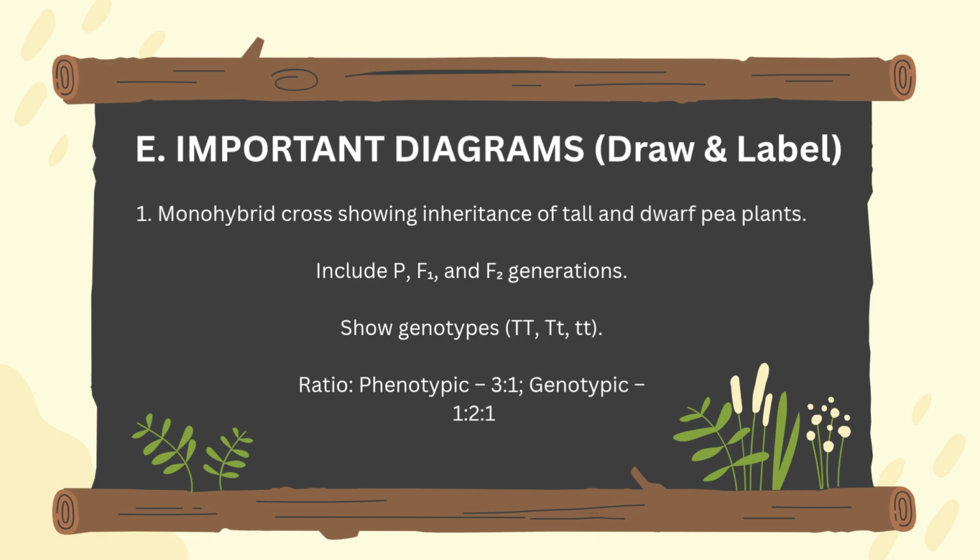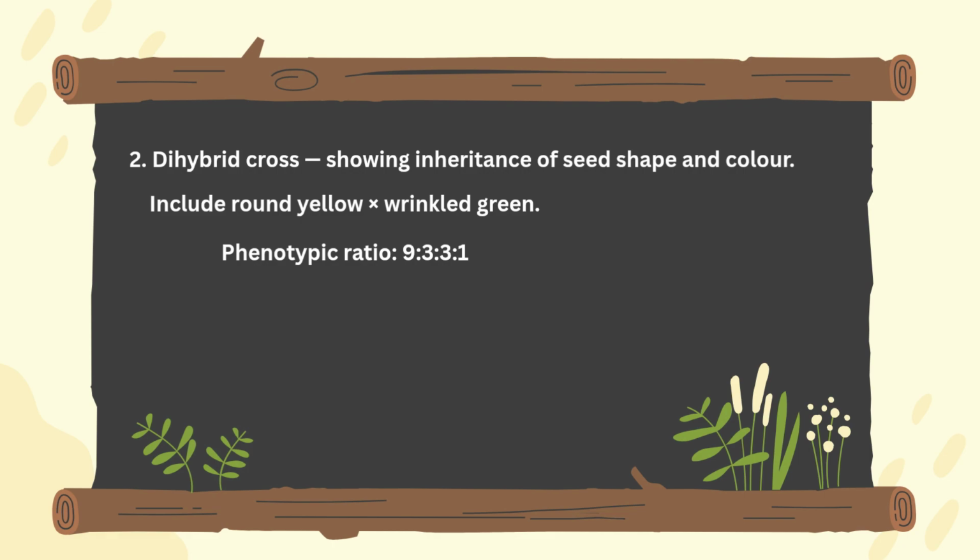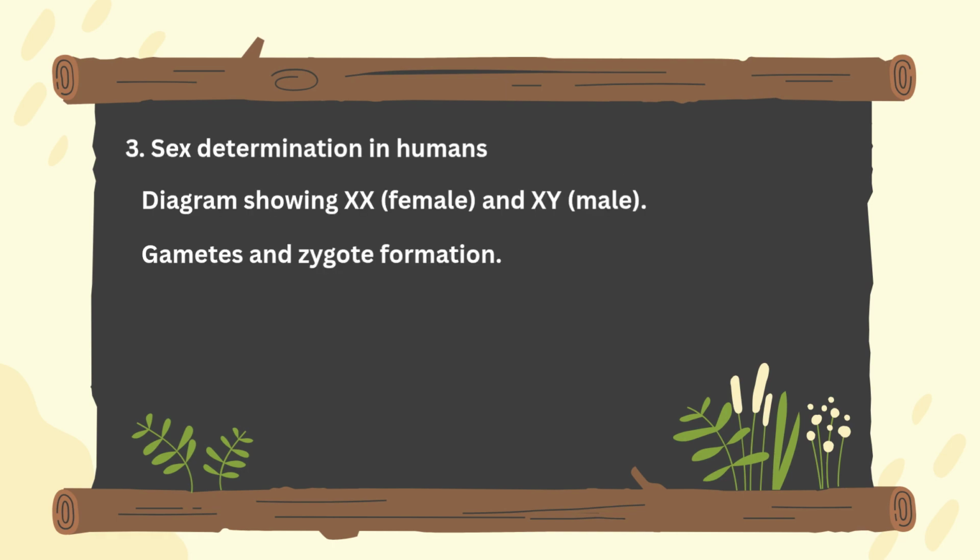Second one is dihybrid cross, showing inheritance of seed shape and color. Include round yellow times wrinkled green. Phenotypic ratio, 9 to 3, 3 to 1. Third one is sex determination in humans. Diagram showing XX, female, and XY, male.